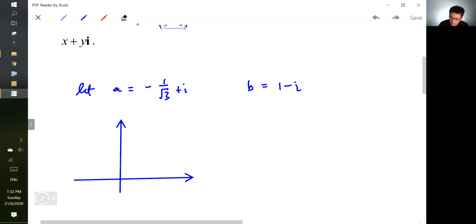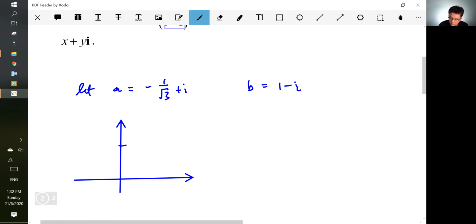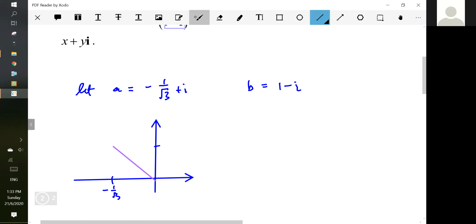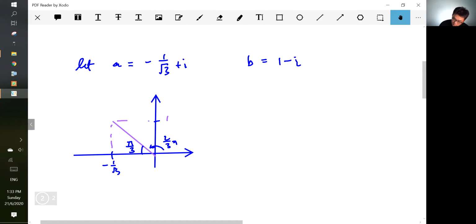minus, oh, sorry, the wrong way. So it's here. This is minus 1 over root 3, and this is 1. Like that. Okay. This is 1. So actually, I think this is pi over 3. You check. Yeah, pi over 3. So this one here will be 2/3 pi. So hence the argument of A is 2/3 pi.